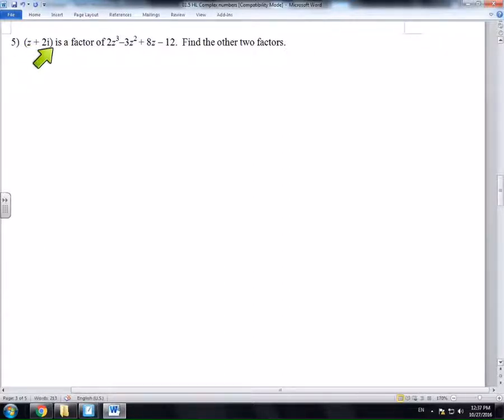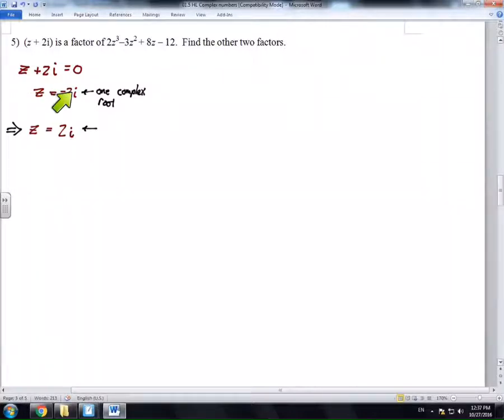Now what I have here is not a root, it is a factor, so we also have to know the relationship between factors and roots. If z plus 2i is a factor of the polynomial, any factor can be set equal to 0 to find the roots. So one of the roots is going to be negative 2i, and again going with the other fact that complex roots always come in conjugate pairs.